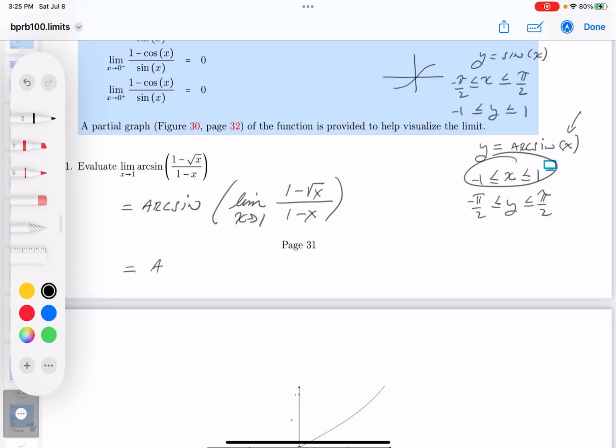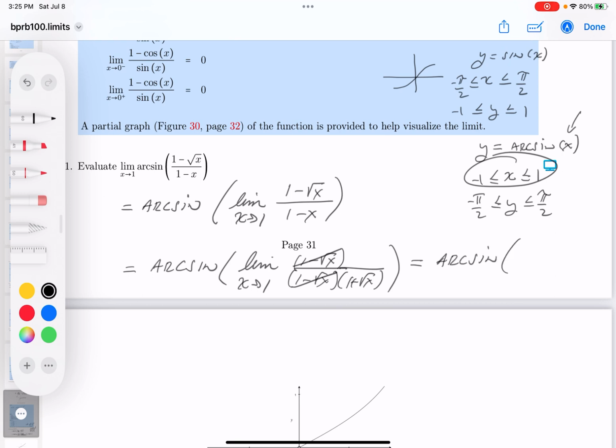All right, so arcsine, limit as x goes to 1. I'm going to factor it. So it's 1 minus root x, and the bottom factors to 1 minus root x times 1 plus root x. All right. Well, I know x is not 1, so 1 minus root x is not 0. So these are going to cancel off. So I think I can do the limit now. So it's going to be arcsine, and the limit of that inside function now is going to be what? Well, limit laws apply. And what are you going to get? 1 over 2.